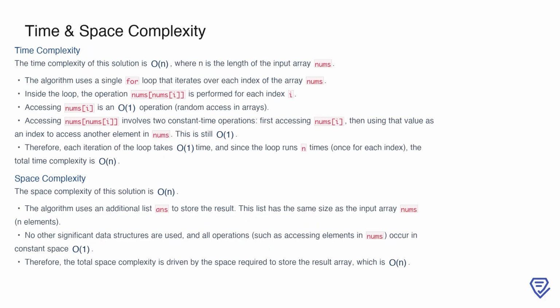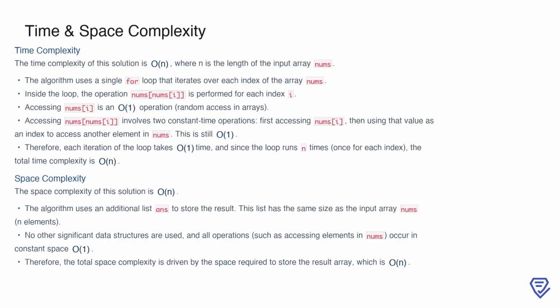To analyze the time and space complexity of this solution, let's start with time complexity. The algorithm uses a single for loop that iterates over every index in the input array nums. For each iteration, the operation nums[nums[i]] is performed. Since arrays allow random access, retrieving nums[i] is an O(1) operation. Similarly, nums[nums[i]] involves two constant time operations, first accessing nums[i], then using that value as an index to access another element in the array. This means each iteration of the loop takes constant time, or O(1). Since the loop runs n times, once for each element in the array, the total time complexity is O(n).